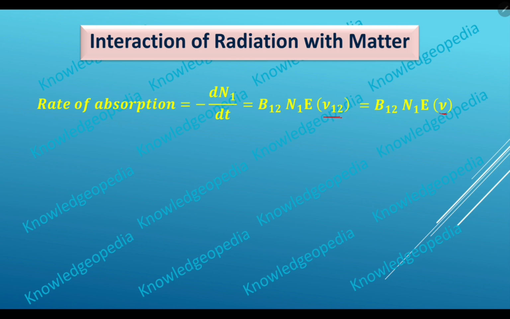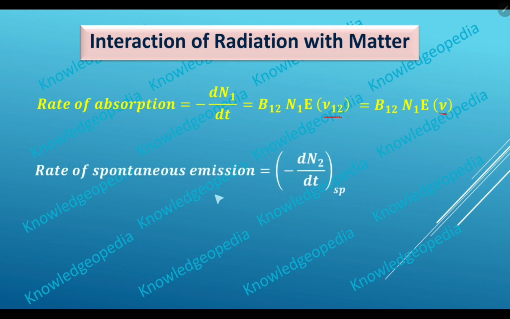The second one is the rate of spontaneous emission, that is minus dN2 by dt, and Sp denotes spontaneous emission. What is the expression? We got this equals A21 N2. This is the Einstein coefficient of spontaneous emission and N2 is the population in the excited state or state 2.